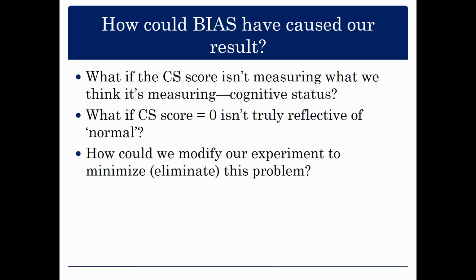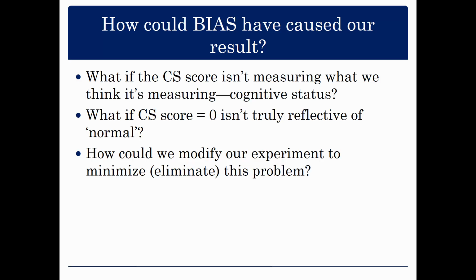So one of the issues here, since we did a one sample test, is what if the cognitive status score that we're recording isn't actually measuring what we think it's measuring? What if it's measuring cognitive status and something else? So that blows away our assumption that zero is where we need to be focused. If a score of zero isn't truly reflective of normal, maybe that actually reflects some kind of enhanced functioning. How could we modify our experiment to eliminate or minimize this problem?